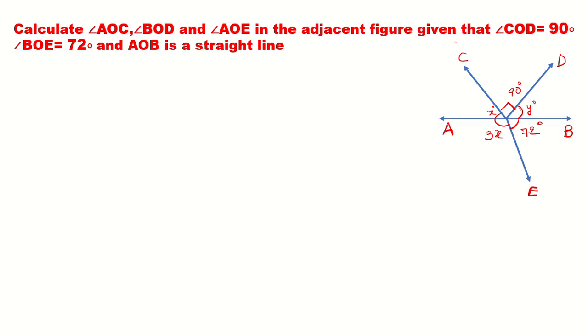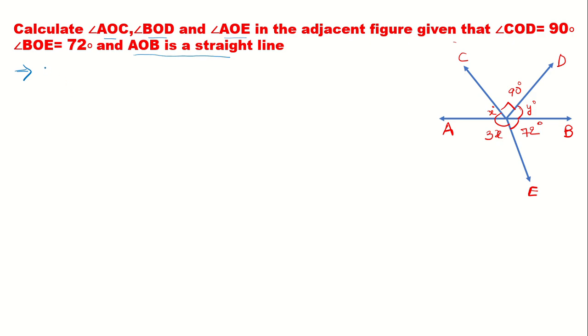Look here. The question here is calculate angle AOC, angle BOD and angle AOE in the adjacent figure given that angle COD is 90 degrees, angle BOD is 72 degrees and AOB is a straight line. Okay. So in this question, it is clearly mentioned that it follows linear pair of angles topic because it is given that AOB is a straight line.